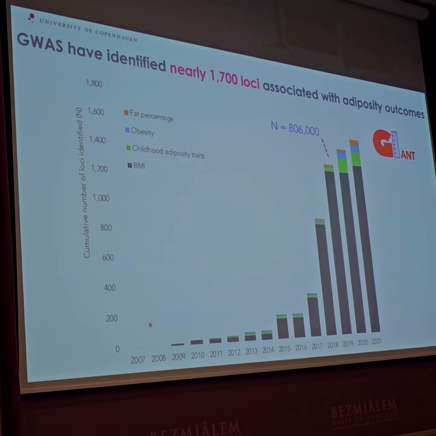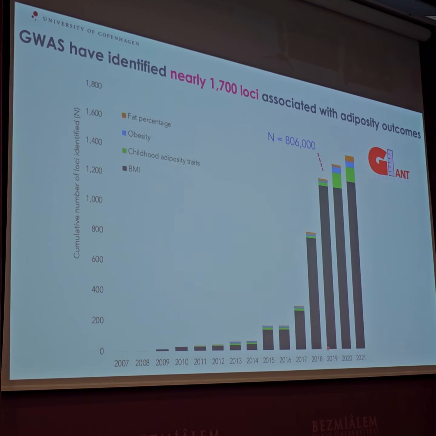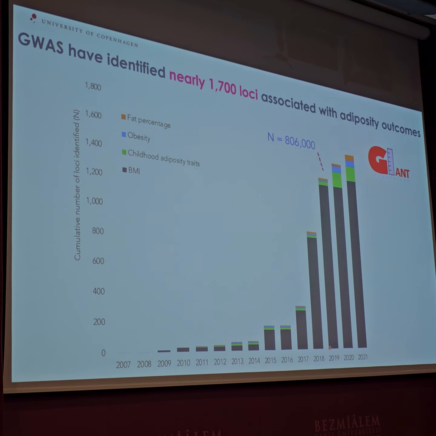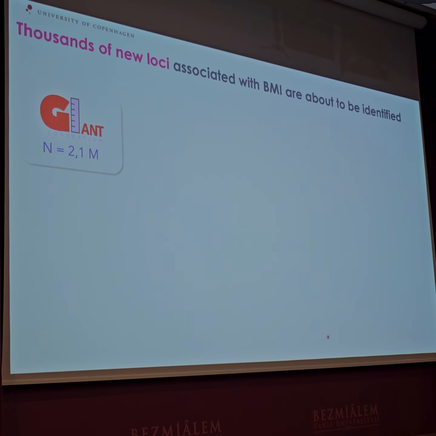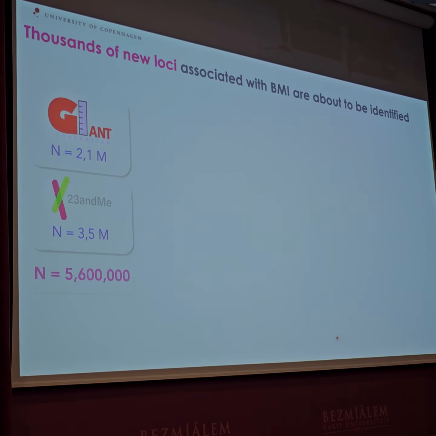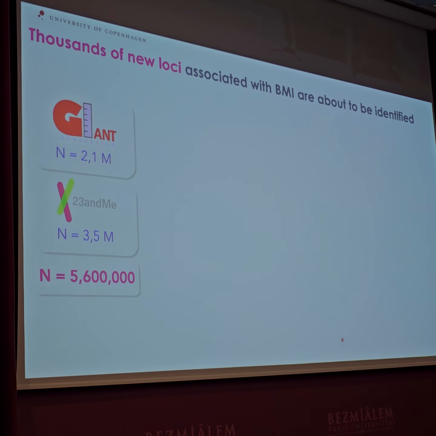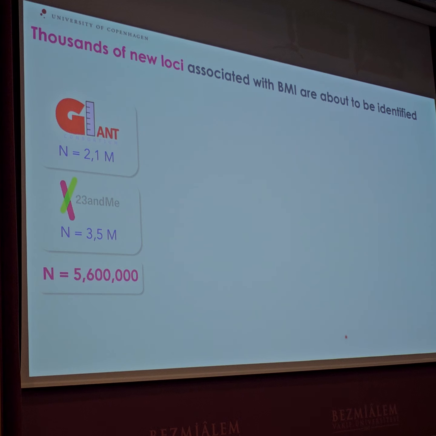And you see we haven't updated this slide for a while. I stopped here in 2021, and that's because we've been working on a new meta-analysis. This new meta-analysis includes data by the Icahn consortium, 2.1 million individuals, and we're adding data from 23andMe, another 3.5 million. So now we have a meta-analysis of 5.6 million individuals.